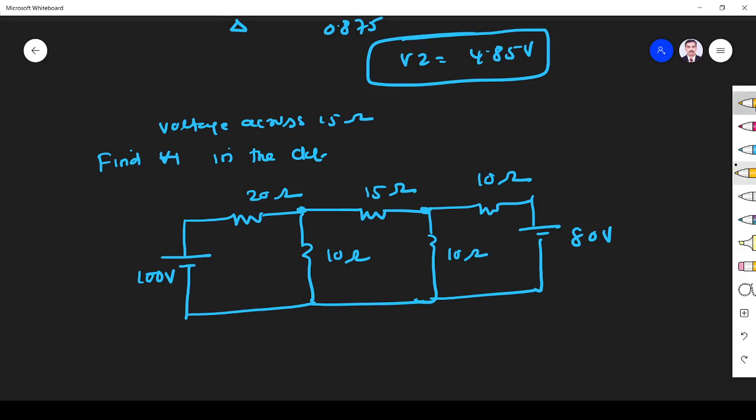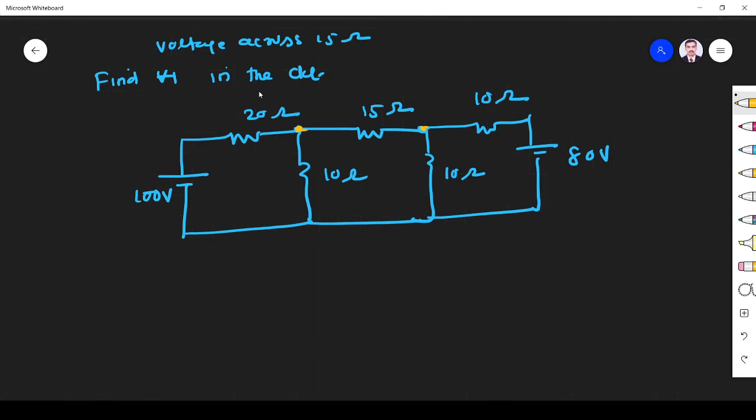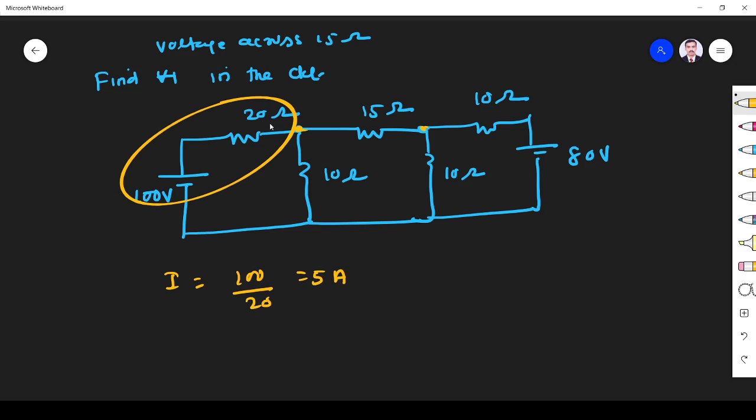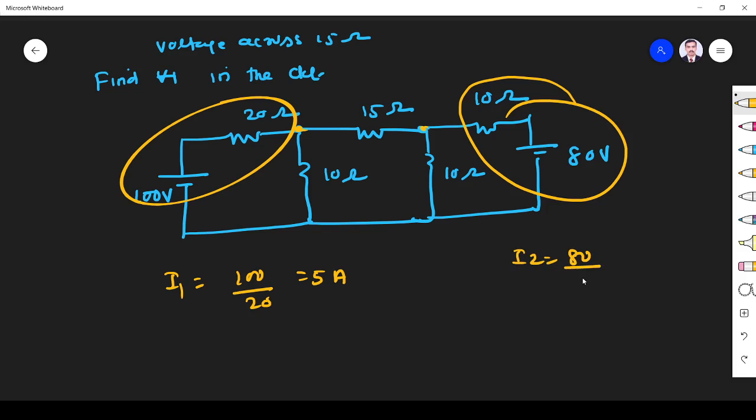How can we find it? We can apply the shortcut method. What you have to do first is replace the voltage source with a current source. You see this part, I can replace the voltage source in series. So I is equal to V by R, so 100 by 20 is equal to 5 ampere in parallel with the 20. Similarly, here let us assume this is I1, this is I2. I is equal to V by R, 80 by 10, 8 ampere.